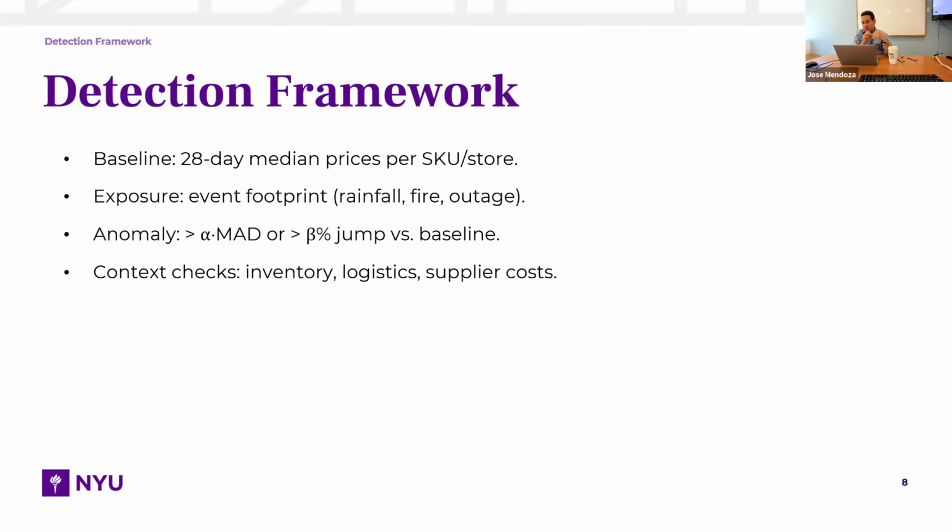Typically, with the anomaly, we have to find these benchmarks. Like, for example, how much of a price increase is an anomaly. In some cases, just a percentage increase from the mean. In other cases, you're going to be looking for outliers for particular SKUs, particular stores during an event. So we check this based on different contexts, such as inventory, logistics, but also monitoring supply costs.